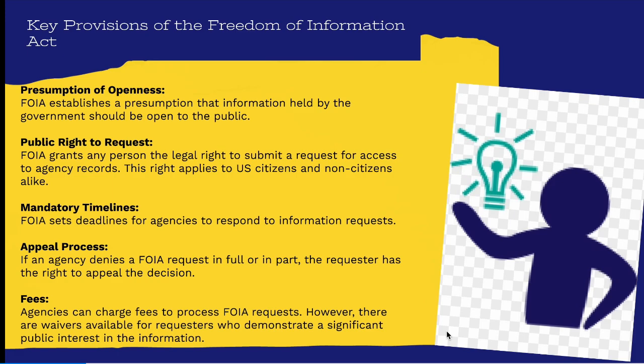The appeals process. If an agency denies a FOIA request in full or part, the requester has the right to appeal the decision. So if you apply for a Freedom of Information Act request on a new proposed coal plant, for example, that's coming into your neighborhood, you receive the records back, and there are a tremendous amount of things that are redacted because of trade secrets or because of Department of Energy information. You have the ability and the right to appeal that process to try and get those files unredacted.